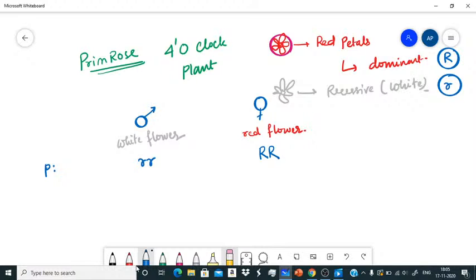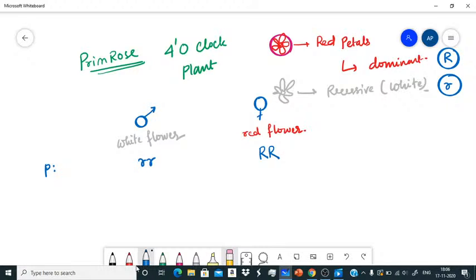Right. So let's proceed further. So we have a primrose plant or 4 o'clock plant. Now, what happens with that 4 o'clock plant? This plant has red petal flowers as well as white petal flowers. The red petals represent the dominant allele of a gene which is responsible for the petal color of the flowers, and the white petals represent the recessive allele of the gene which is responsible for the flower color in this 4 o'clock plant or primrose plant.